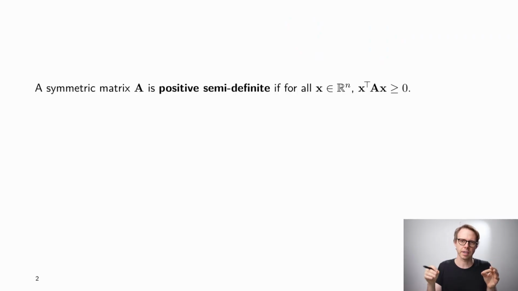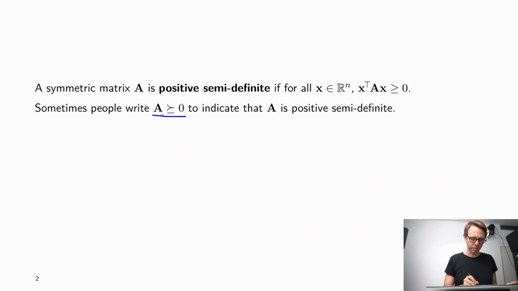We call a matrix positive semi-definite if for any x element of R^n, the quadratic form x transpose Ax is larger or equal to 0 for any arbitrary x. A different way to write positive semi-definiteness is to use this roundish larger or equal sign to denote A larger or equal to 0. And this exactly means that A is positive semi-definite.